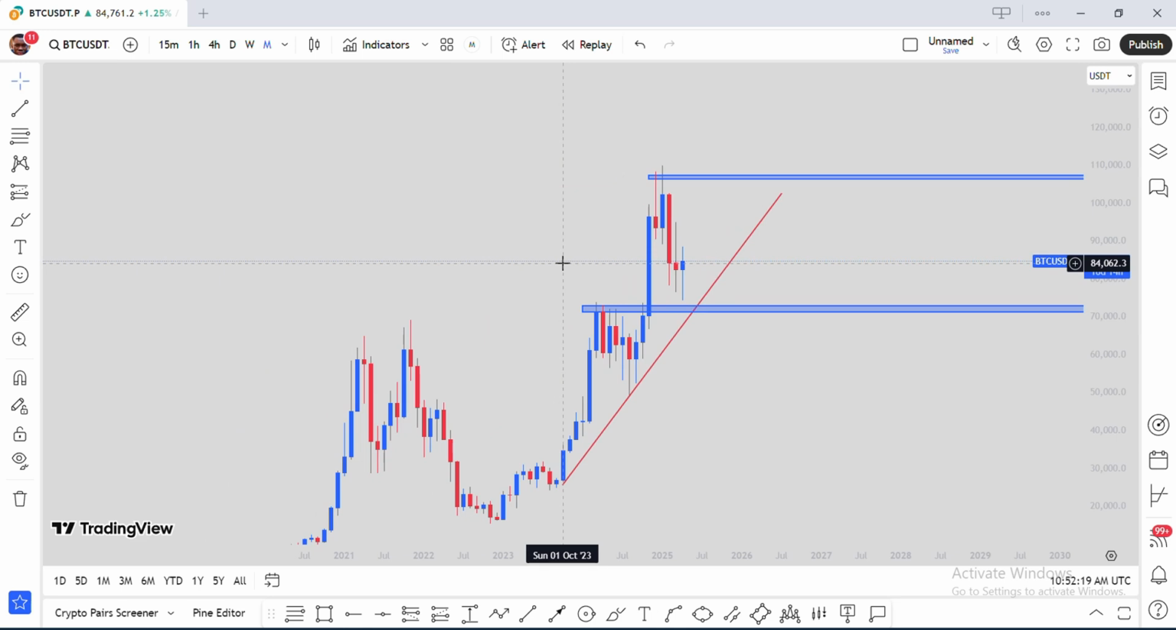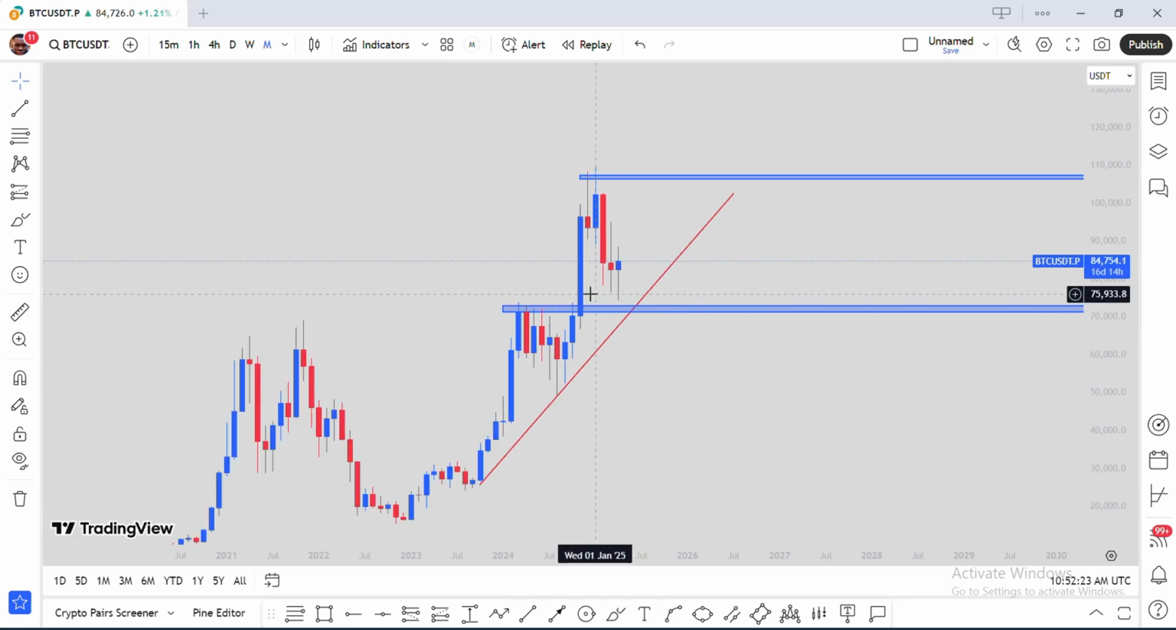So what I'm waiting for on Bitcoin is I'm expecting price to come back down into this trend line and this support level. So I was waiting for price to come into this zone, so for price to create a higher low around this region and then start heading higher to this blue zone to create an equal high, or to create a higher high.